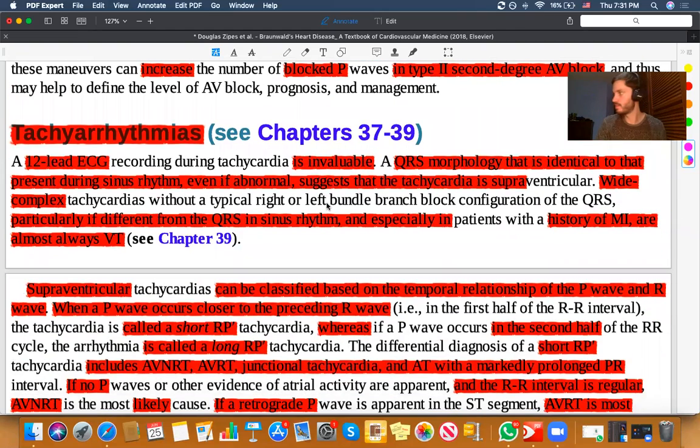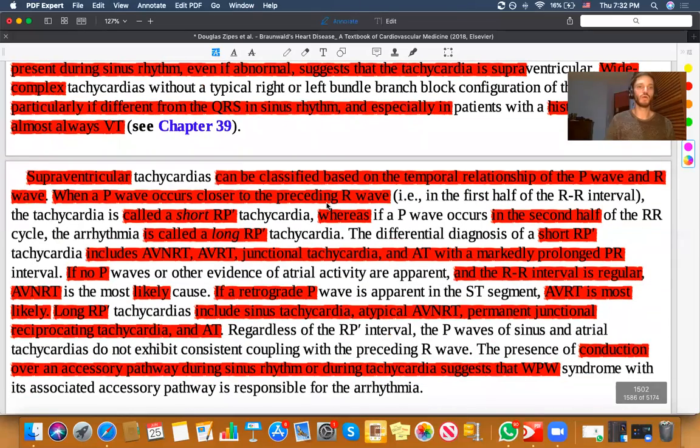Now, what about tachyarrhythmias? The 12-lead EKG is invaluable. A QRS morphology that is identical to that presented during sinus rhythm, even if abnormal, suggests that the tachycardia is supraventricular. Wide complex tachycardias, particularly if different from the QRS in sinus rhythm, and especially with a history of MI, are almost always VTAC. Supraventricular tachycardias can be classified based on the temporal relationship of the P wave and R wave. When a P wave occurs closer to the preceding R wave, it is called a short RP, whereas in the other case, it is called a long RP.